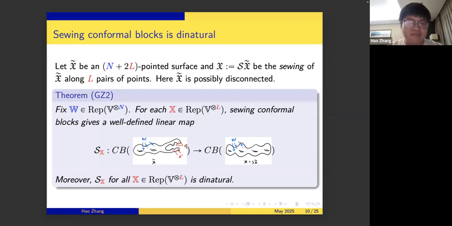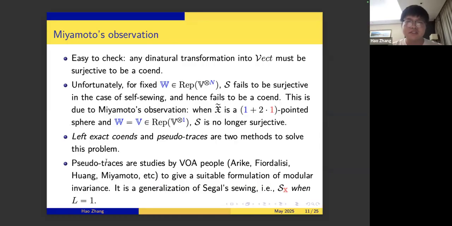As I mentioned just now, we expect Sx to be a coend, but it fails to be a coend by Miyamoto's observation. Let me explain this in detail. It is quite easy to check that any dinatural transformation into this category, the finite dimensional vector space category, must be surjective in order to be a coend. However, for fixed V tensor n module W, S fails to be surjective in the case of self-sewing, and it fails to be a coend. This is due to Miyamoto's observation.